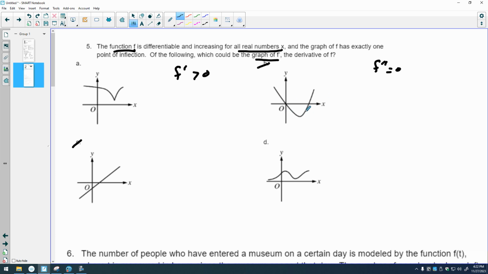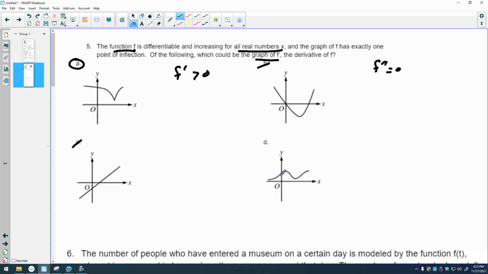We could talk about this one just for the fun of it. This has a negative second derivative to here and a positive second derivative to here. So this does satisfy having exactly one point of inflection, but it doesn't satisfy increasing for every value of x. Okay, let's go to here. So far, A looks like the choice. Okay, so I know that's meeting all the criteria so far. So my guess is this is going to fail.